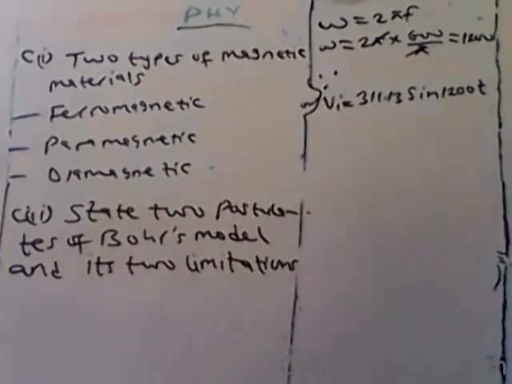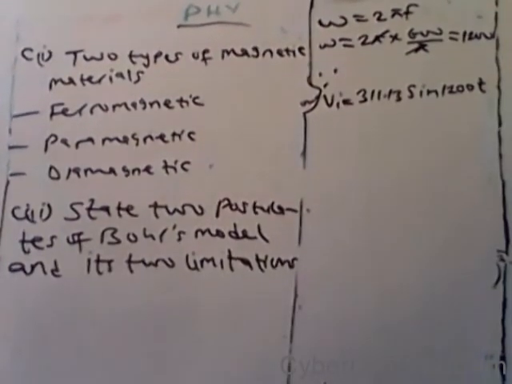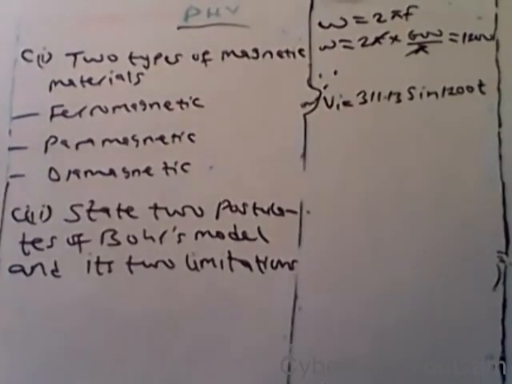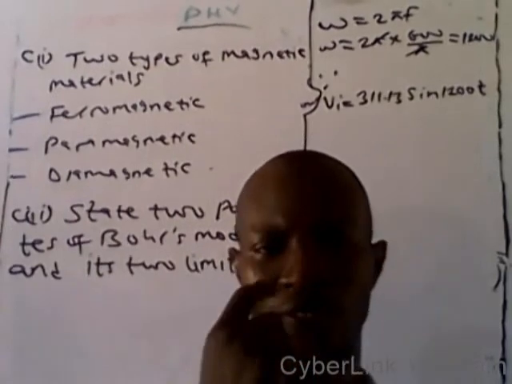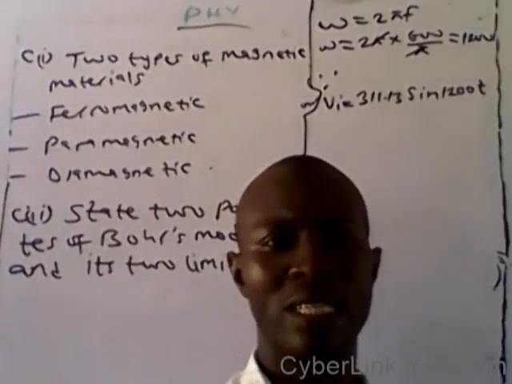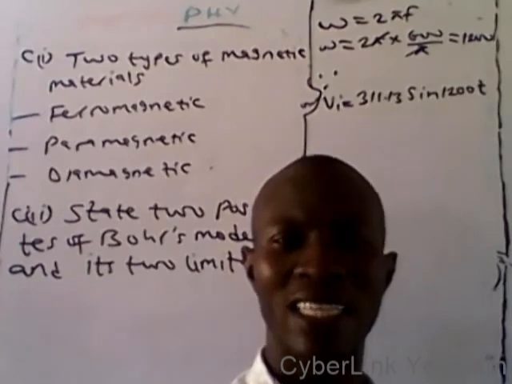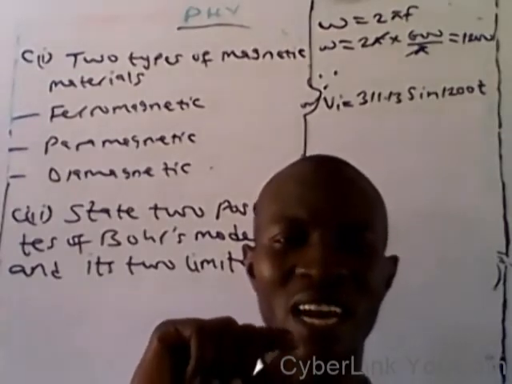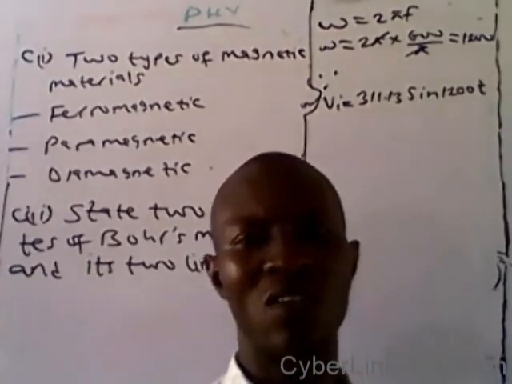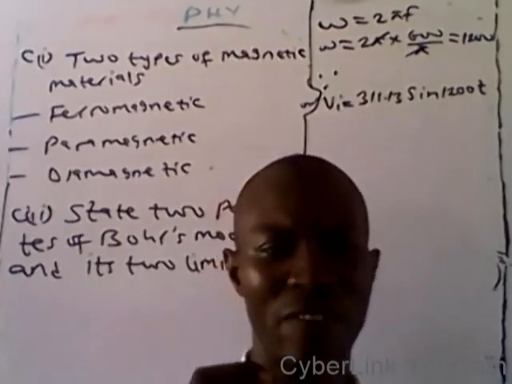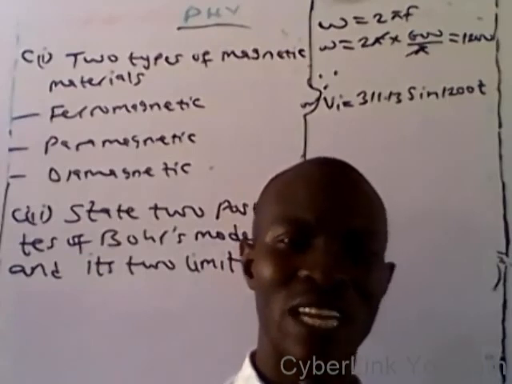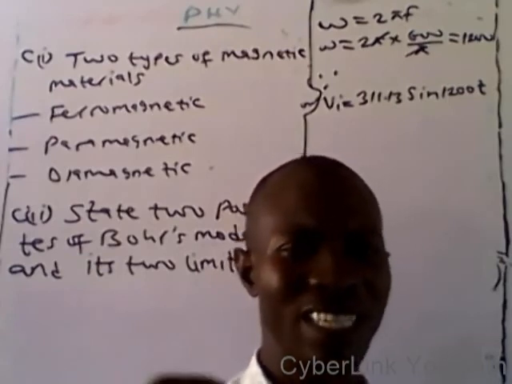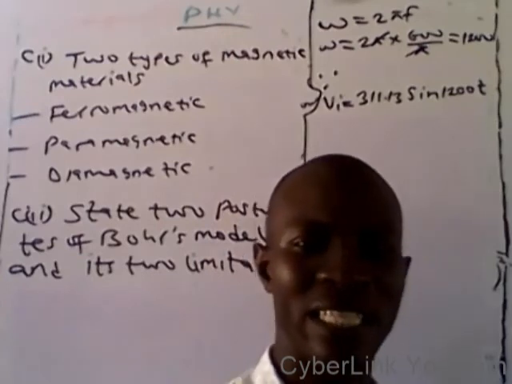Now, the postulate of Bohr is that he postulated that electrons revolve around the nucleus of an atom, and he called this orbit the energy level. The first postulate is that the electron revolves around the nucleus of an atom in a circular orbit. He named this orbit energy level.